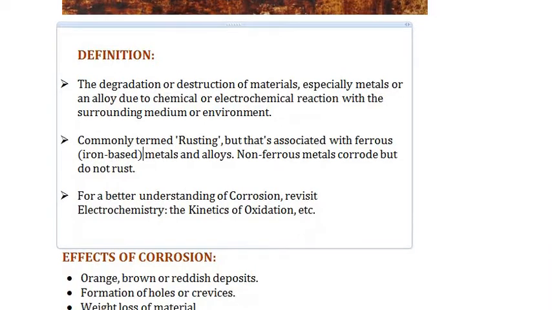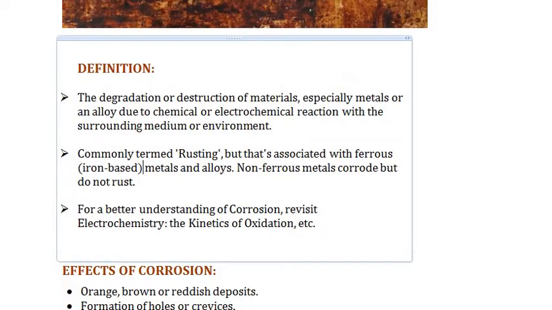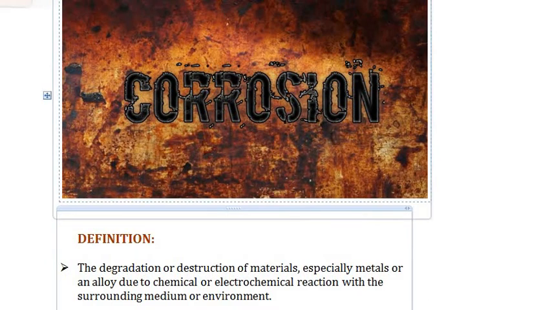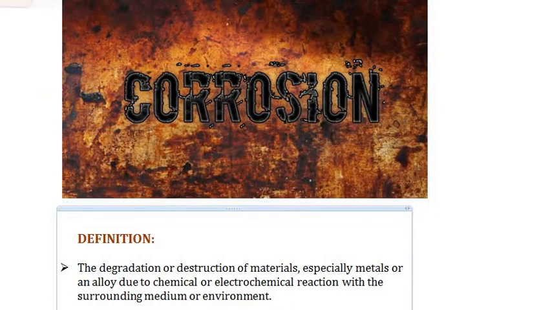Next, we are going to look at the effects of corrosion. Of course, like I mentioned earlier, we are mostly familiar with the term rust, and when a metal rusts, you will notice that it has orange, brown, or reddish deposits, just like you're seeing on this image here. This is a metallic sheet that has corroded or rusted. So you'll notice some holes, the color will change, and so on and so forth.